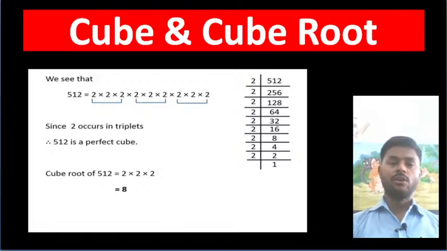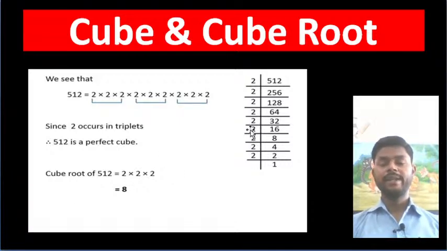And in the last of this class we have known one example for finding whether a number is a perfect cube and for finding the cube root, and we have known the example of 512, and we have found that 512 is a perfect cube and the cube root of 512 will be 8.